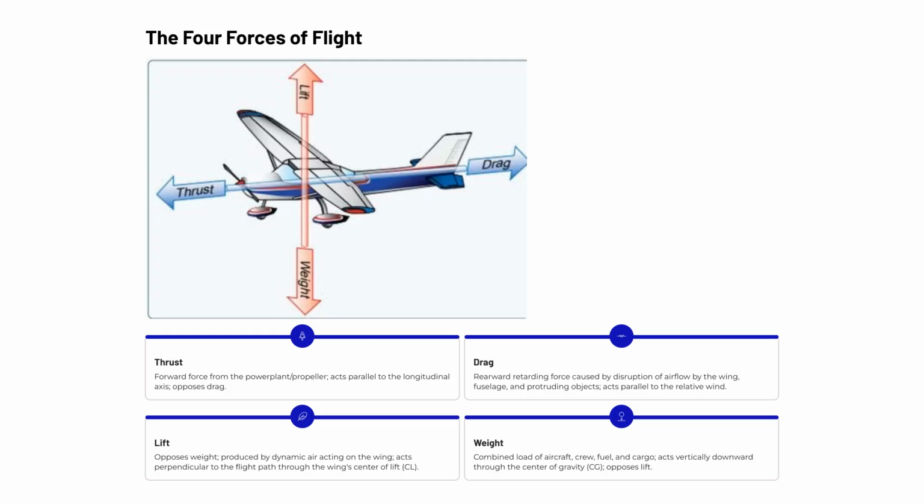In straight and level, unaccelerated flight, these 4 forces exist in a state of equilibrium. Thrust equals drag, and lift equals weight. Any disruption to that balance will cause the aircraft to accelerate, decelerate, climb, or descend. Mastering this concept is the foundation for everything that follows in your study of aerodynamics.